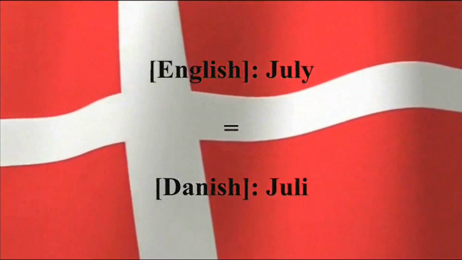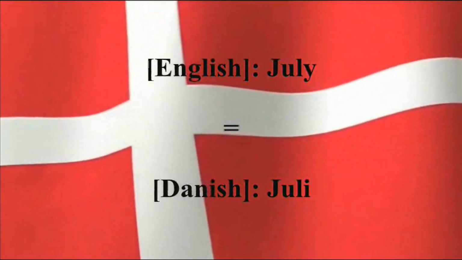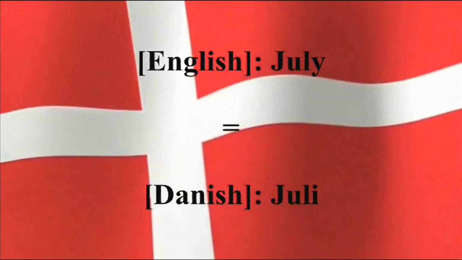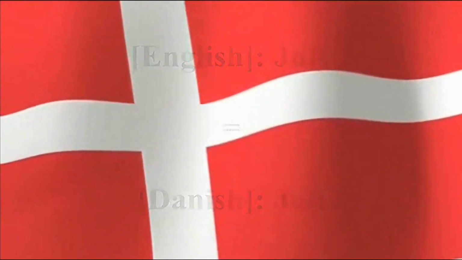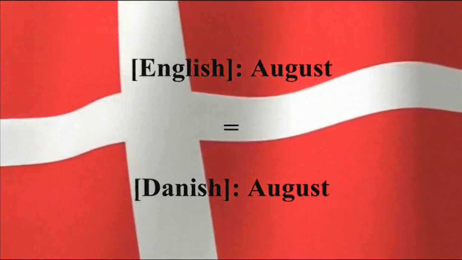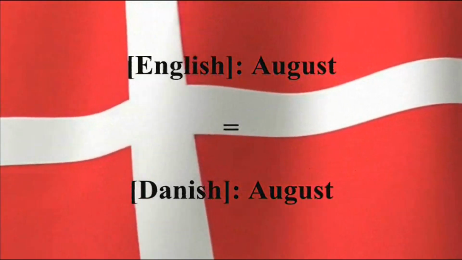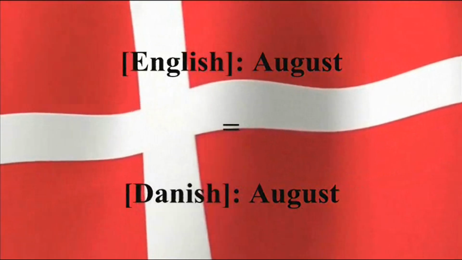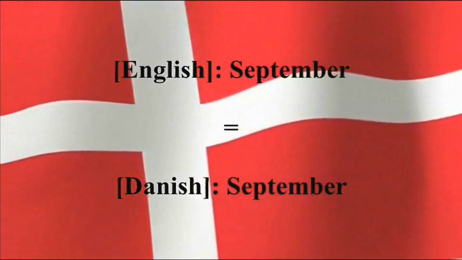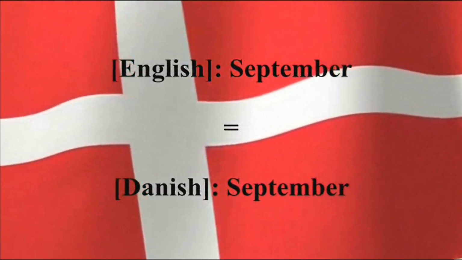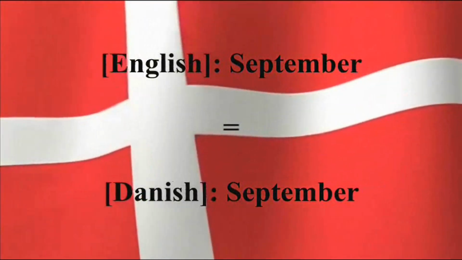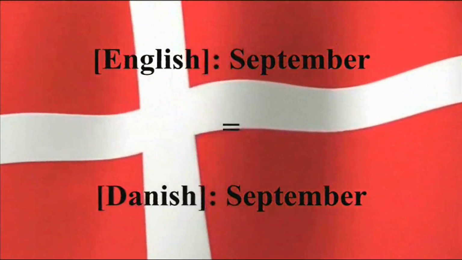July. In Danish we call it juli. Juli. August. In Danish we call it august. August. September. In Danish we call it September. September.